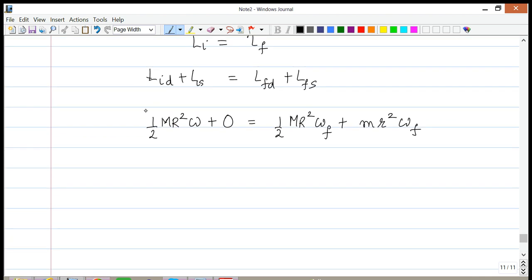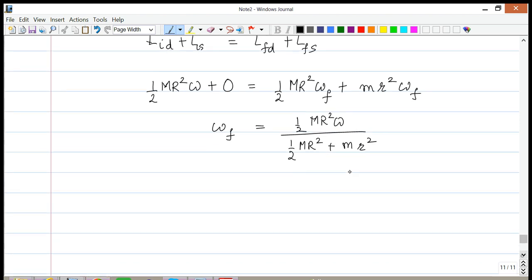So once we have this, we can simplify and rewrite this as omega f equals 1/2 m r squared omega, divided by 1/2 m r squared plus m r squared. So a simple application of the conservation of angular momentum.